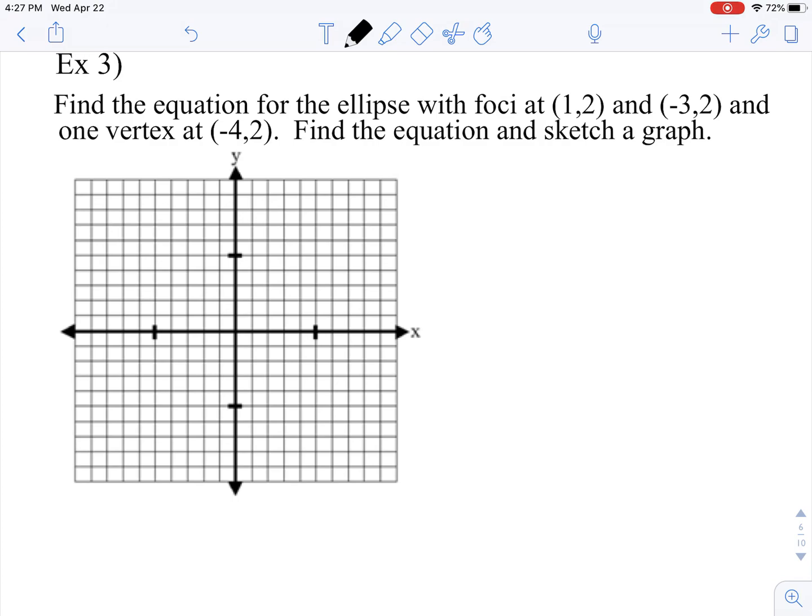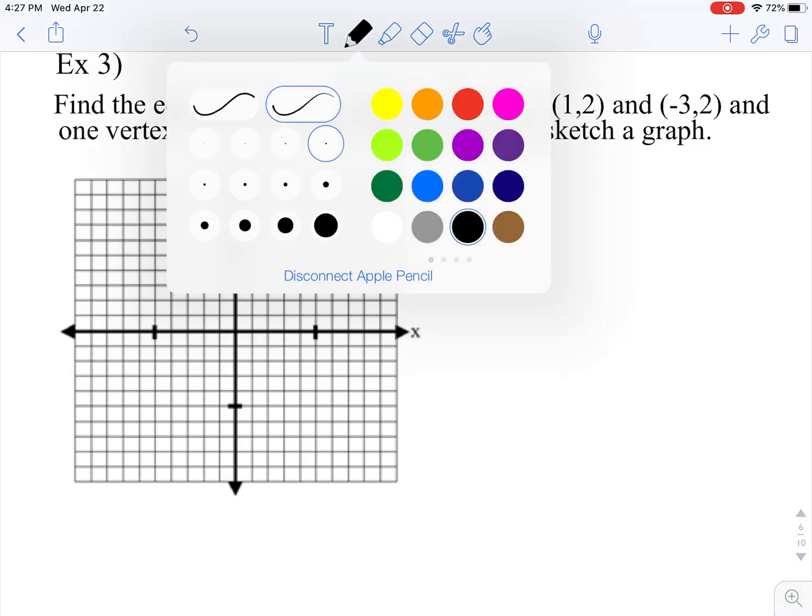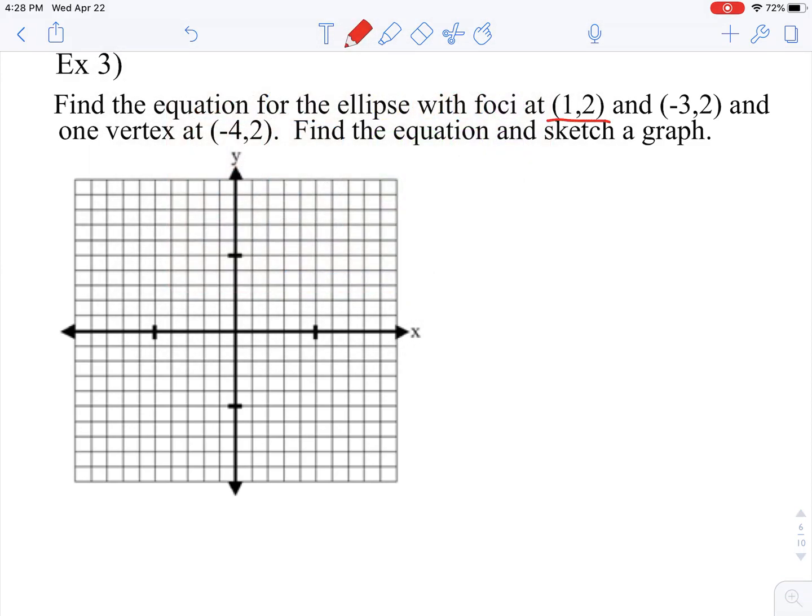Okay, here's another example with some different information. Find the equation for the ellipse. This one has foci at 1, 2 and -3, 2, so we're going to plot those points. Now, if these are the foci, remember that the center has to be right in between them. So we can identify the center by finding what's right in between 1, 2 and -3, 2. My center is going to have to be at negative 1, 2.